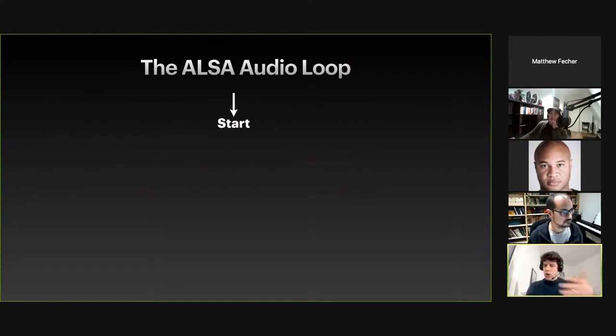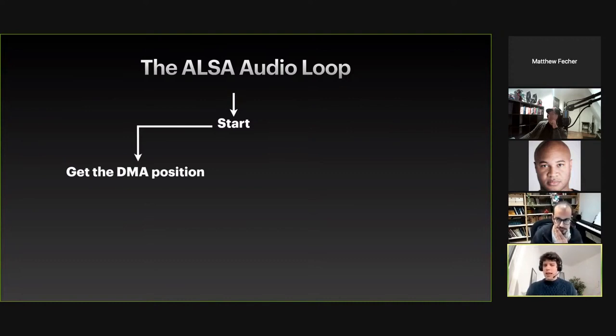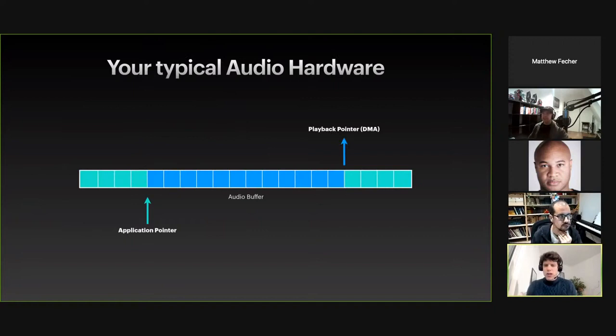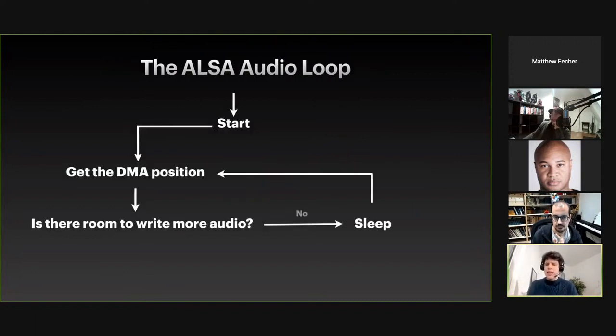In your audio app, you start the audio device. Then you ask ALSA, what's the current DMA position? From that DMA position, you check if there's actually room to write audio. Imagine you're in this situation here. You've already written four samples into the audio buffer, but in the meantime, the playback pointer has already moved along. It's already played, say, 10 samples or so. So there are 10 samples of available room for you to write into this audio buffer.